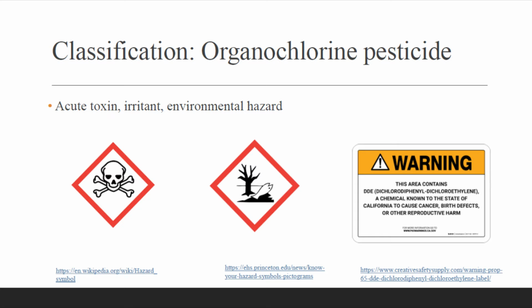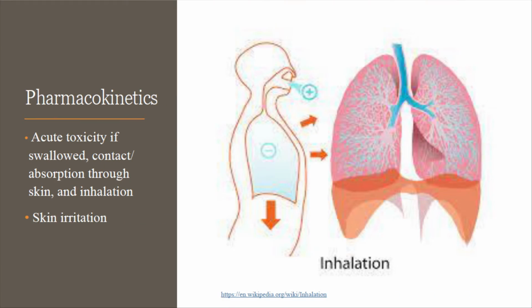DDE is known as an organochlorine pesticide because it is a part of the chlorinated hydrocarbon derivative group, meaning it is a chemical that was used in huge amounts around the world, referring to DDT. The pharmacokinetics, which is how the toxin enters and moves within the body, is by directly swallowing, absorption and contact with skin, or inhalation.